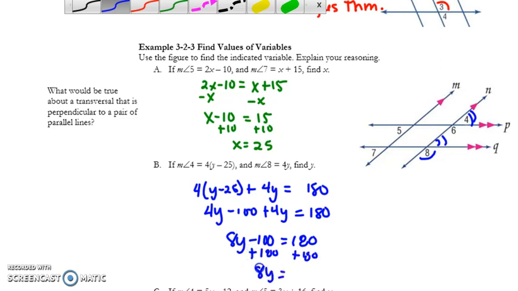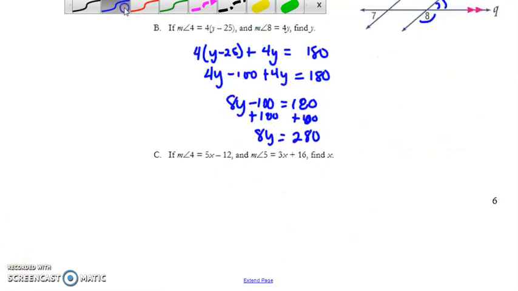So 8y is equal to, we're adding 100, so that's 280, and then divide by 8. And we get y equals 70.